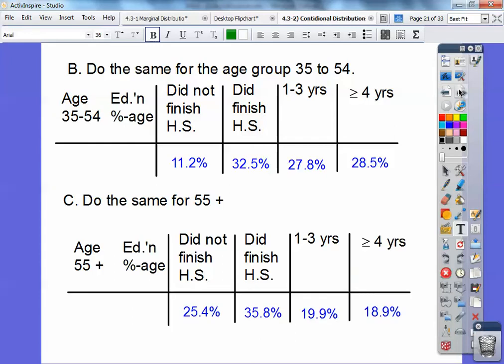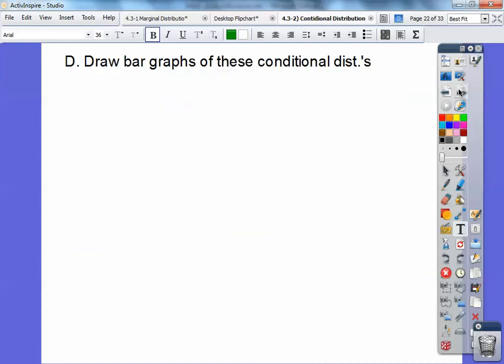Okay, make sure you can get those answers correctly. And then, of course, it's going to ask you after you got these numbers. Okay, make sure you got them all. And then you're going to draw a bar graph of these conditional distributions. Okay, of each one, you're going to draw a bar graph.